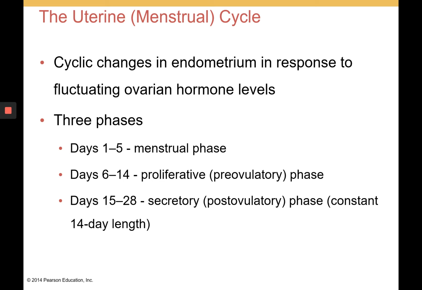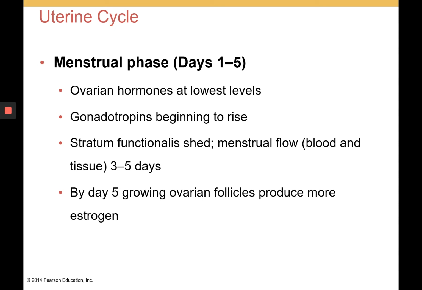So there are 3 phases to the uterine cycle. The first phase is the menstrual phase. The second phase is the proliferative or pre-ovulatory phase. And the last phase is the secretory or post-ovulatory phase. The post-ovulatory phase, the secretory phase, is going to be the most constant. It's 14 days in length, and so it matches up with the luteal phase of the ovarian cycle. Whereas the menstrual and proliferative phases together match up with what's going on during the follicular phase of the ovarian cycle.